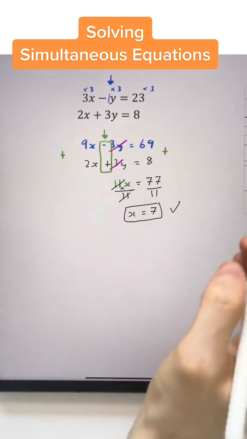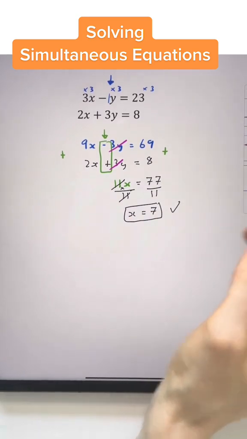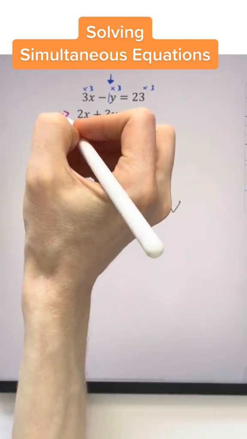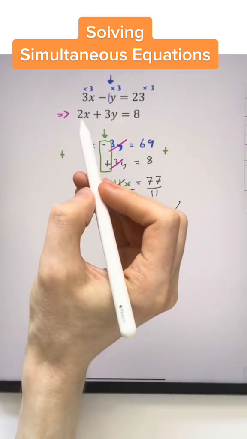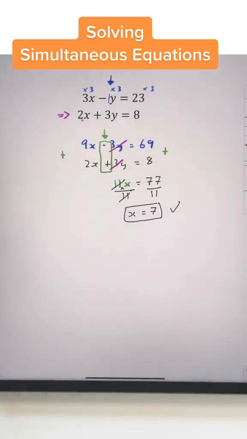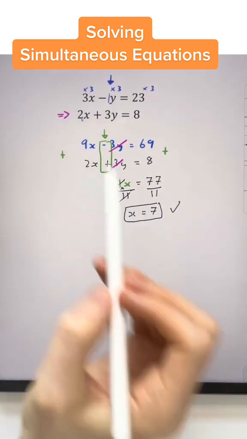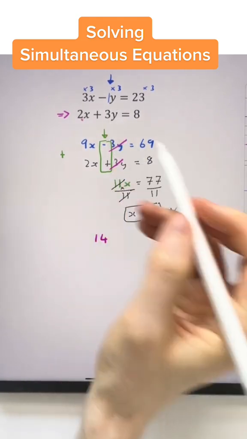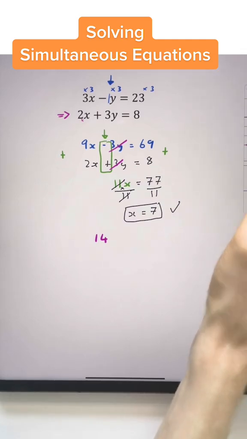Now that I've got my value for x, I need to substitute back into either the top or the bottom equation. For this example, I'm going to substitute into the bottom equation. Here I know that 2x plus 3y equals 8. 2x in algebra means 2 multiplied by x. And I know now x is 7, so 2 times x, 2 times 7 will give us 14. I've still got the plus 3y, and it's still all equal to 8.